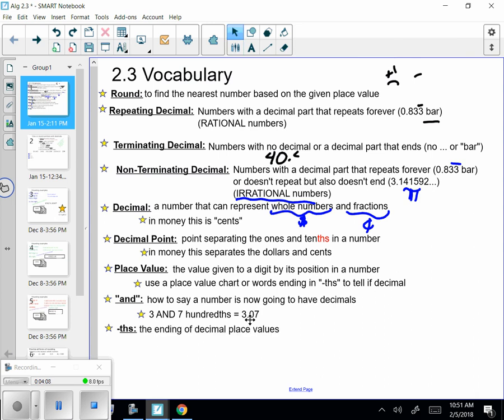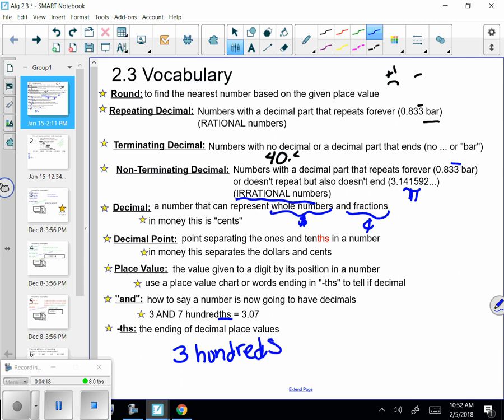Finally, the ending of a decimal place value. Hundredths. 300ths is a whole number. That z sound is whole number value.